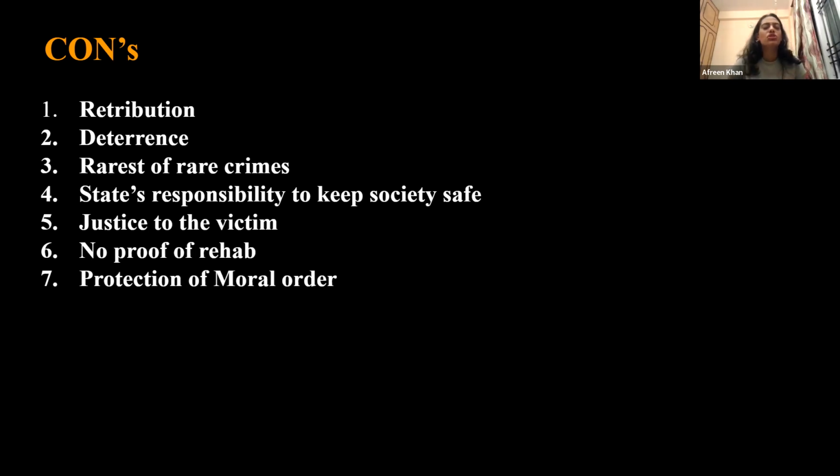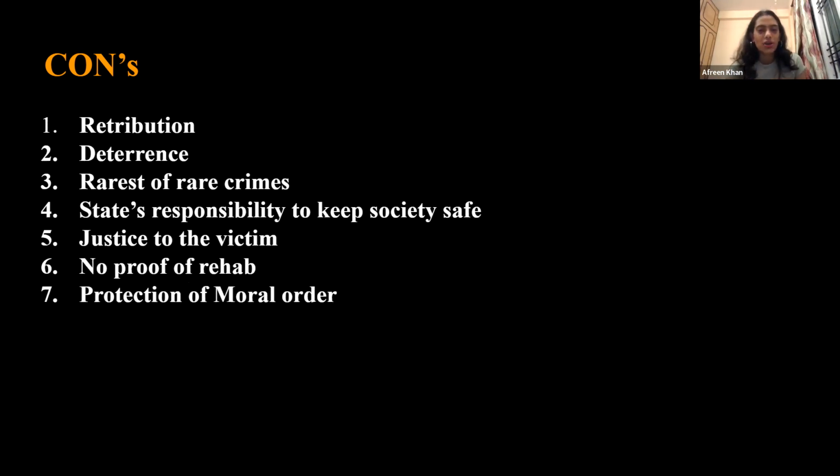Last is protection of the moral order of the society. You need to protect the moral order. When these culprits are in jail, or even regardless, they still have some influence in the society, and therefore it's bad. So these are the things that we could actually talk about.